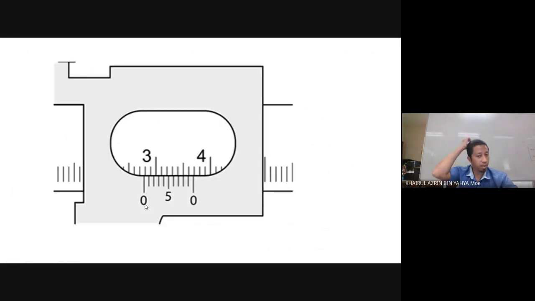Okay, so how do you want to read this one? This is a vernier caliper. So how do you want to read the vernier caliper? First of all, we see on this zero.